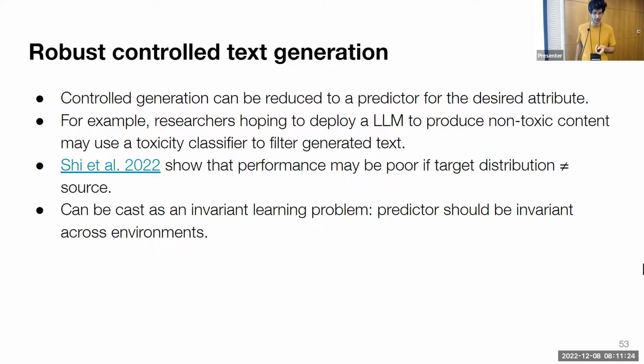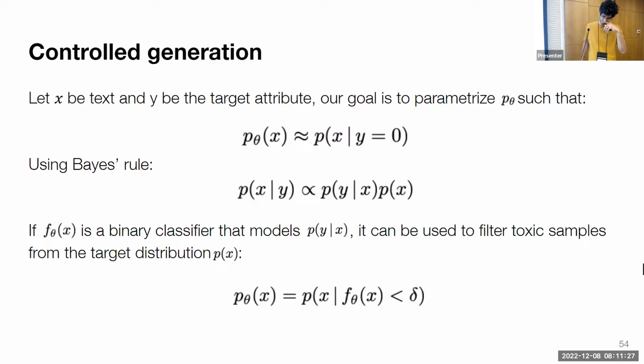All right, so let's think about this for a second. So let's say we have some text denoted by X, and we have some target attribute, right? We have some toxicity, the toxicity of a text. And our goal was to parameterize our language model in a way that we're generating only text conditioning on having non-toxic content.